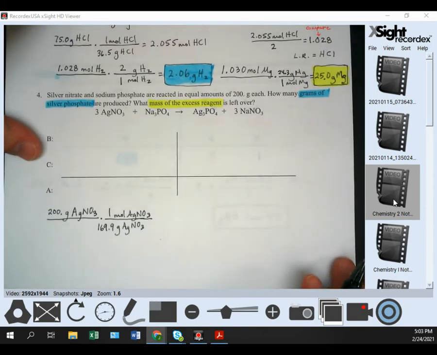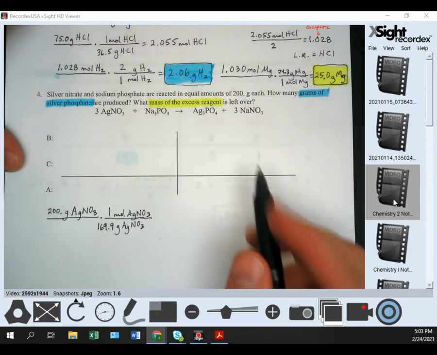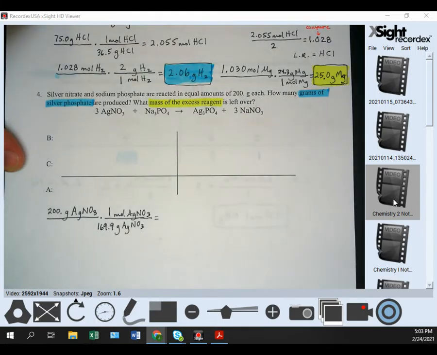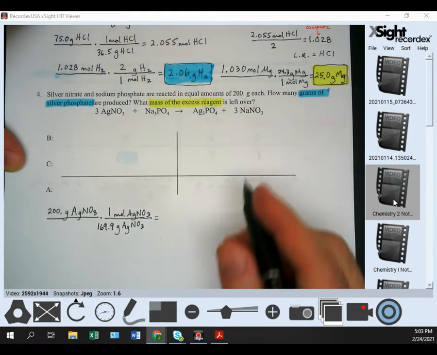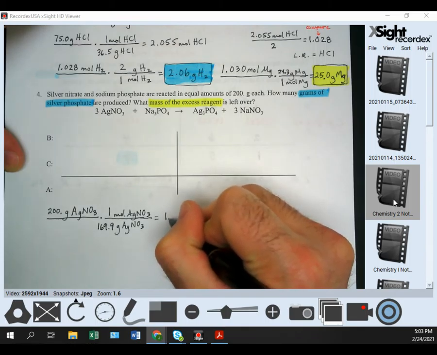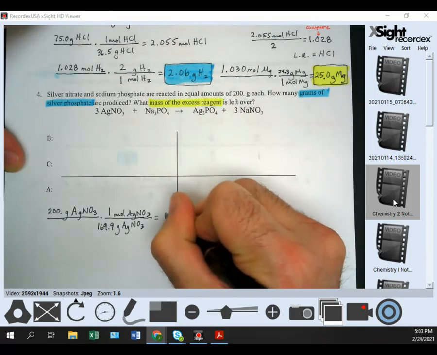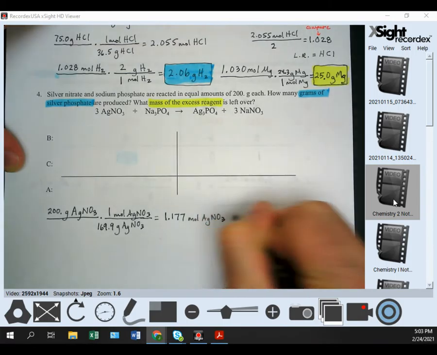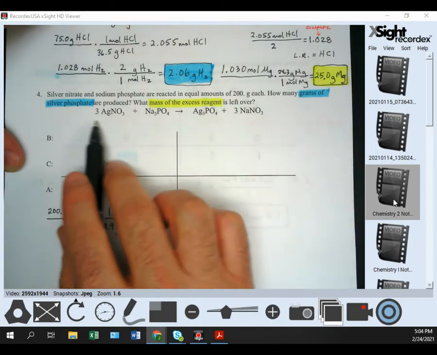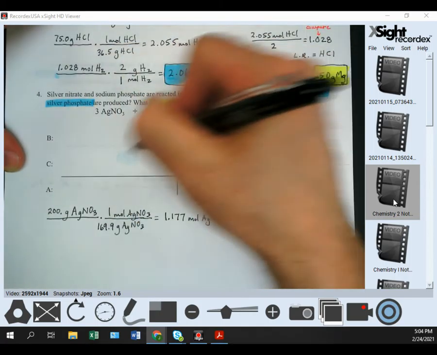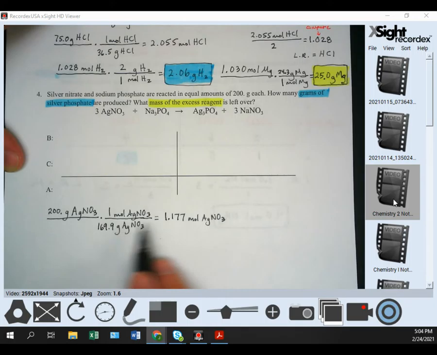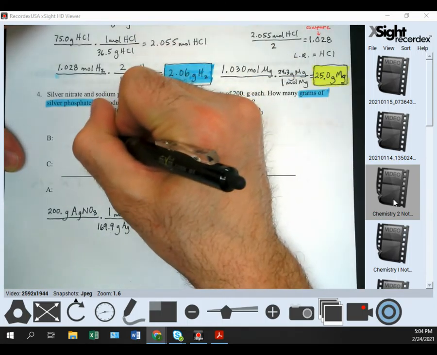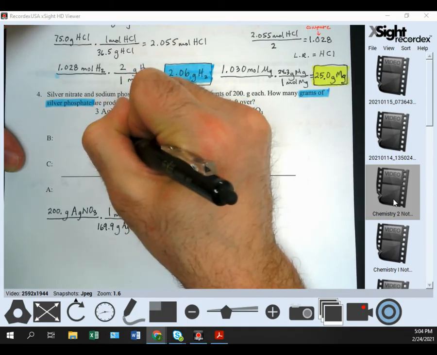All right. Okay, so we get 200 divided by that, and we get 1.177 moles of the AgNO3. So this is going to go up here, the before for the AgNO3, because we started with 200 grams. 200 grams is 1.177 moles. So 1.177 for the moles for the AgNO3.